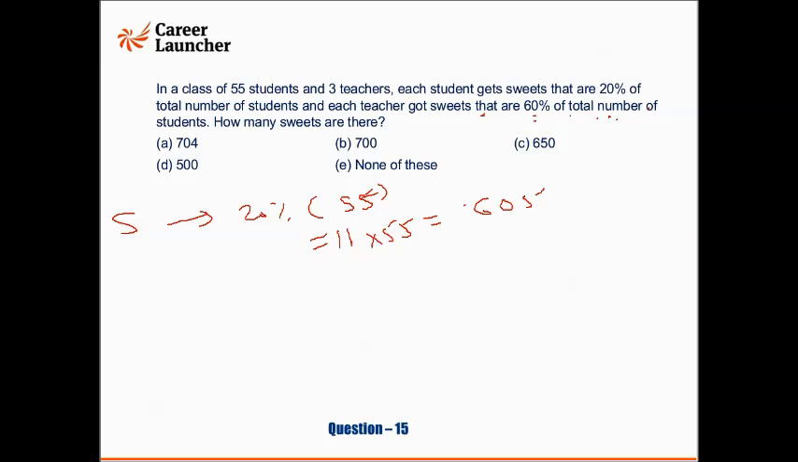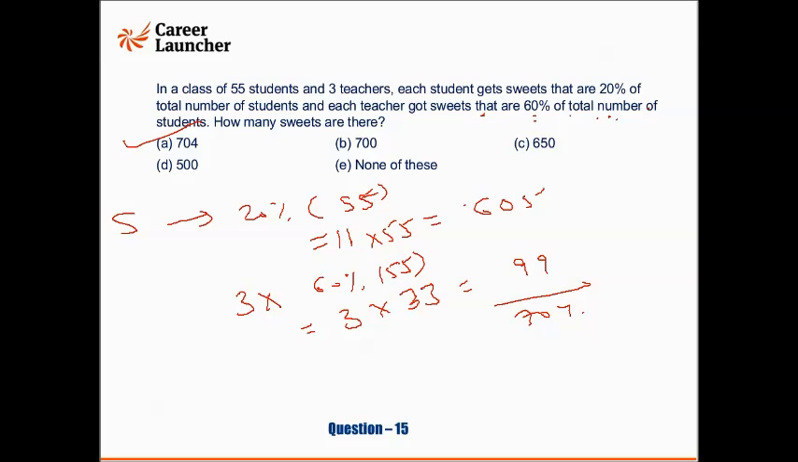Now total number of teachers are 3, and each teacher gets 60% of total students. 60% of total students. That is 3 times 33. So you will get 99. So if you add these numbers, you will get 704 as your answer. Okay. So in this way, you approach this question.